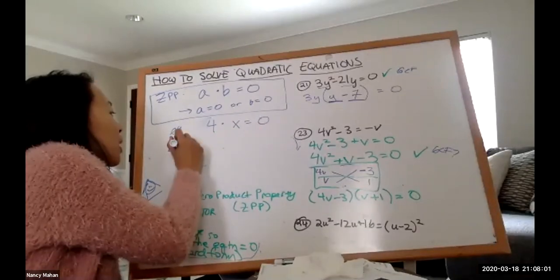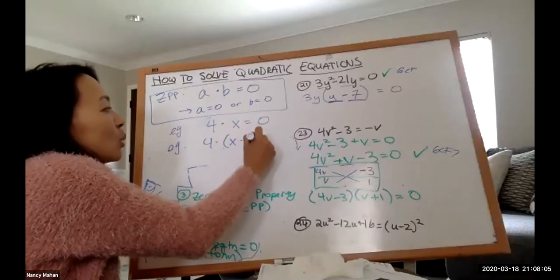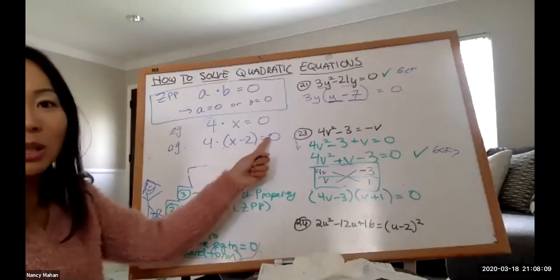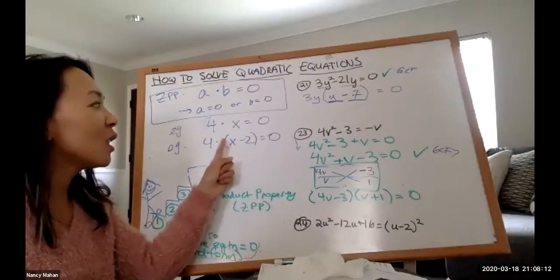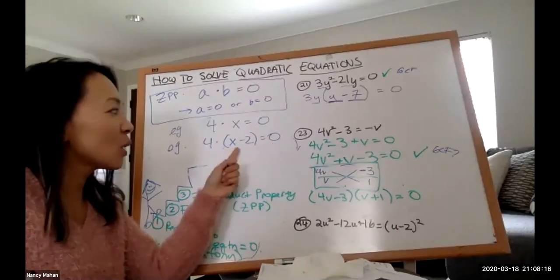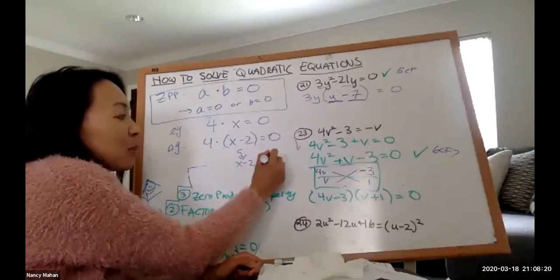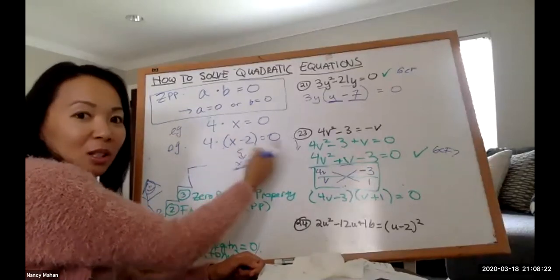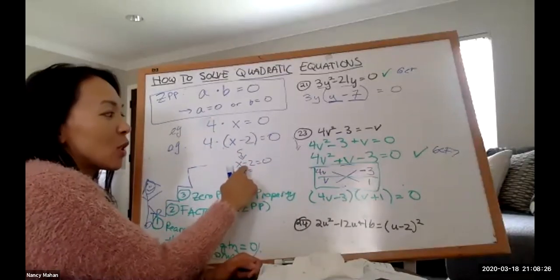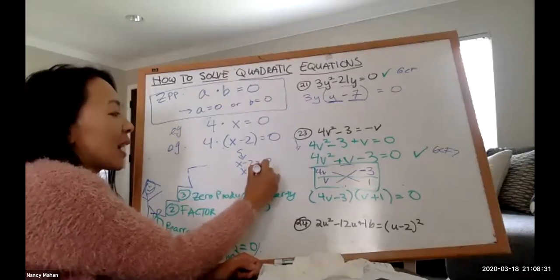If I made this a little bit more complicated, what if I said 4 times x minus 2 is equal to 0? If I have 4 times x minus 2 is equal to 0, I know that x minus 2 better equal 0 in order to make this true. So x minus 2 has to equal 0. Therefore, what you do is you add 2 to the other side, you isolate the x, so you get x is equal to 2.